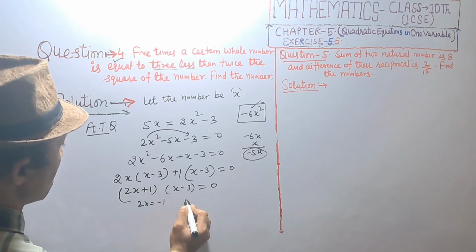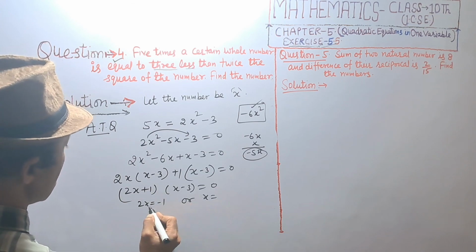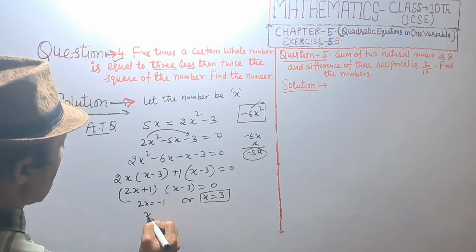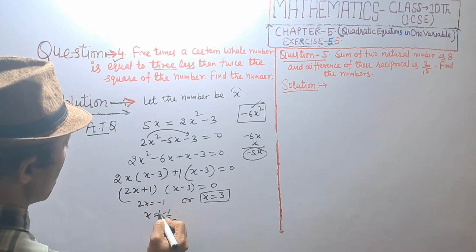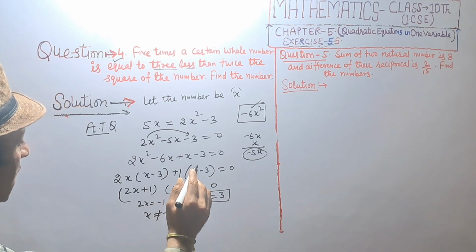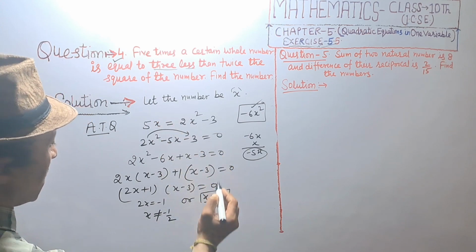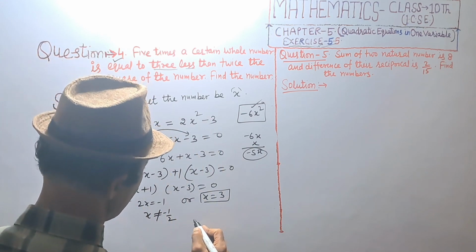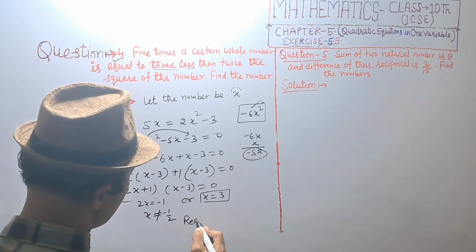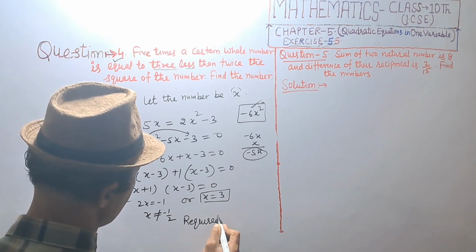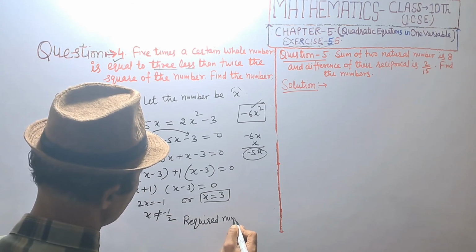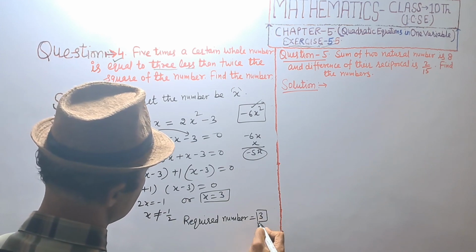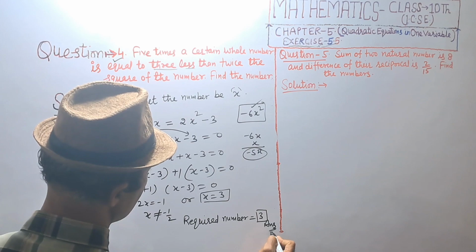2x equals minus 1, or x is equal to positive 3, and x is equal to minus 1 upon 2. This is rejected and we get the number x is equal to 3. Required number is equal to 3. Answer.